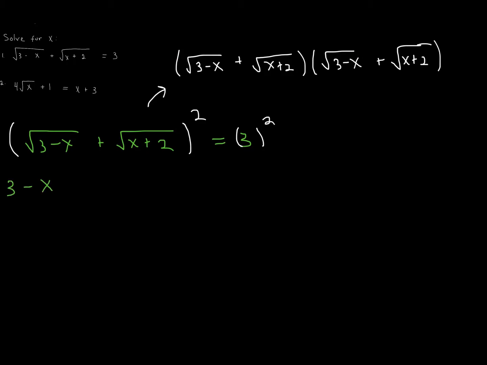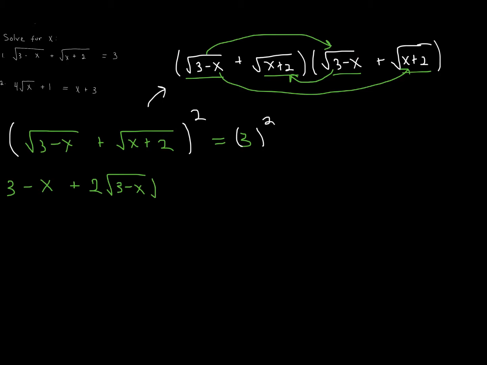Okay. So I've multiplied the first two, and then I'm going to multiply the first and the last. And what I realize here is that I'm going to get these two square roots multiplied by each other. And when I multiply these two, I'm also going to get these two square roots multiplied by each other. So I'm going to have two of those. So plus 2 times the square root of 3 minus x times the square root of x plus 2. And that might look daunting at first, but just realize it's 2 times this times this. And it's not going to be that bad.